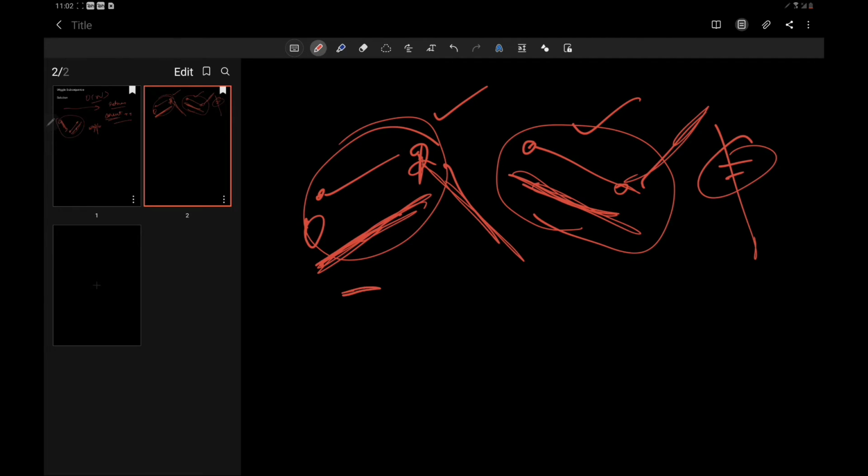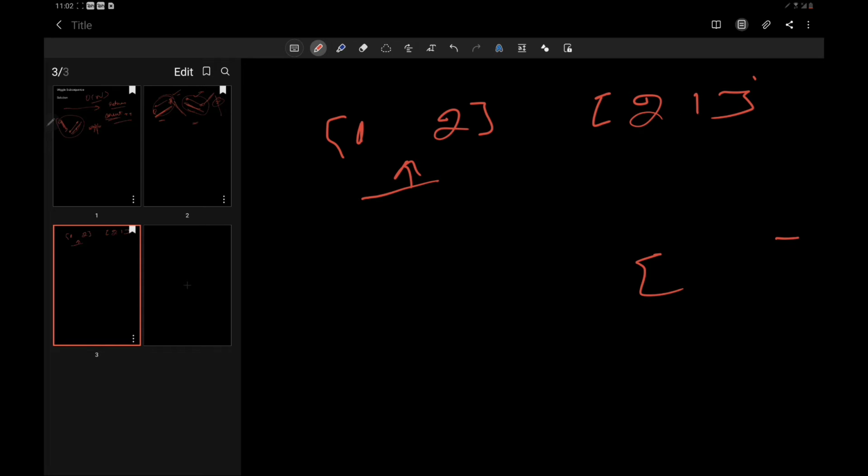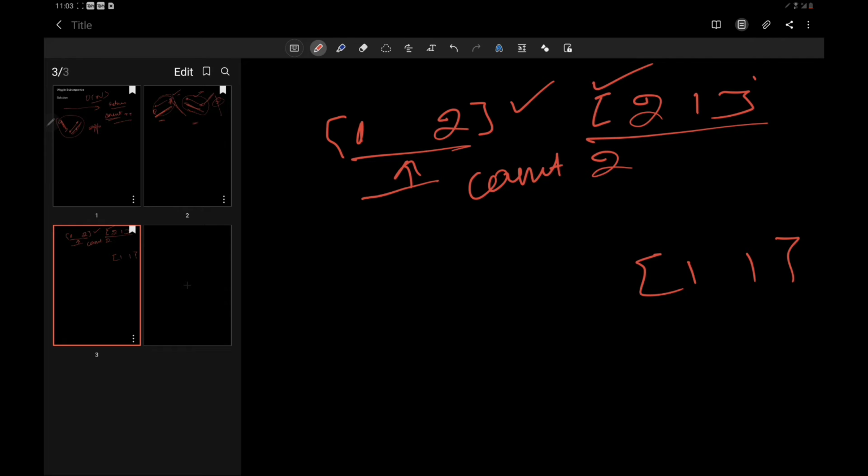Now, what if it's an equal case? Suppose we have 1 and 2. This is the case for an increasing subsequence. We are looking at just the base cases now, the starting positions, and suppose it is 2 1, and suppose it is 1 1. Let's see for all these cases what value we are going to take. If it's 1 2 or 2 1, our answer doesn't matter, because the count will be 2 for both of them, because this is the minimum that we are going to return.